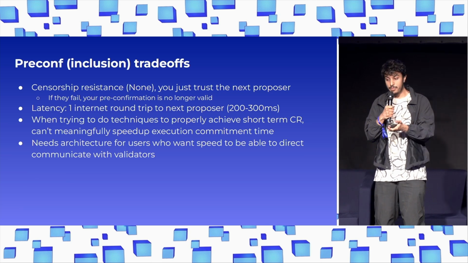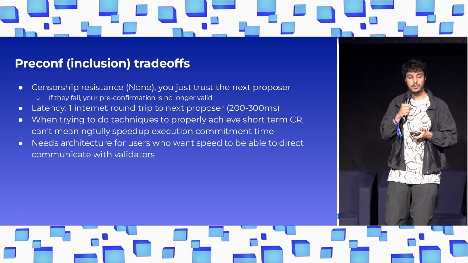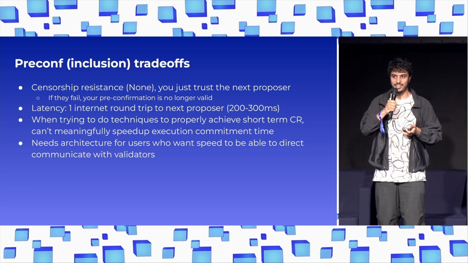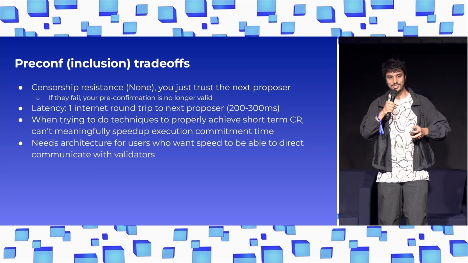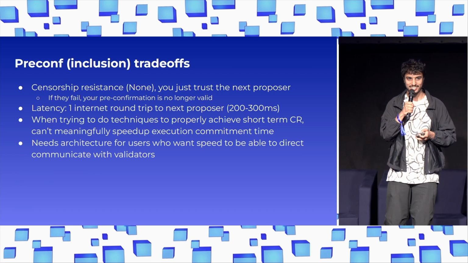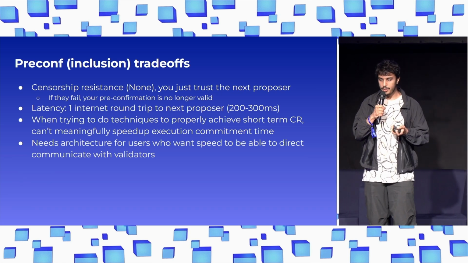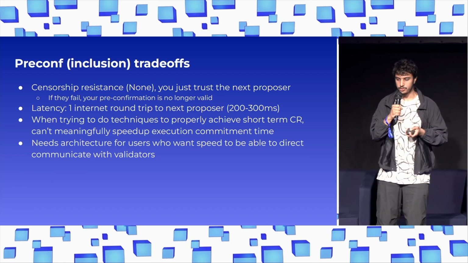You get even better latency, 1 internet round trip. I guess MegaETH is now saying that in a single sequencer chain, they can actually geo-distribute their pre-confs, so maybe that's 50 milliseconds. But yeah, this won't speed up execution.